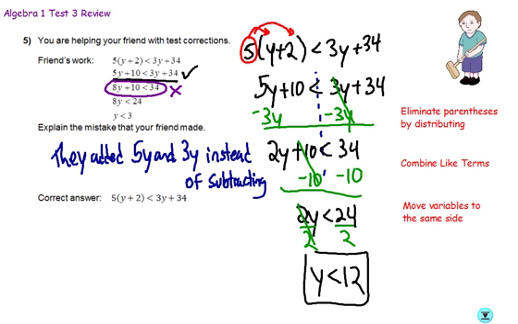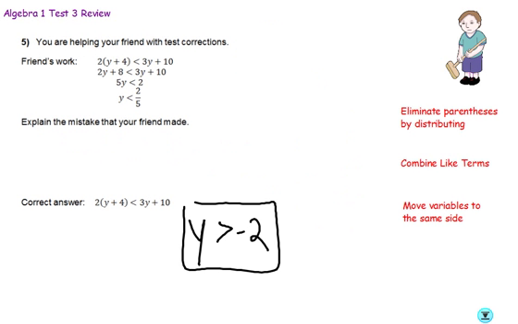Alright, so let's look at number 5 on the right. You should have got y greater than negative 2. I'll let you figure out what the mistake was on that. But you should have got y greater than negative 2. Alright, so that finishes up number 5. Let's move on to number 6, halfway there.